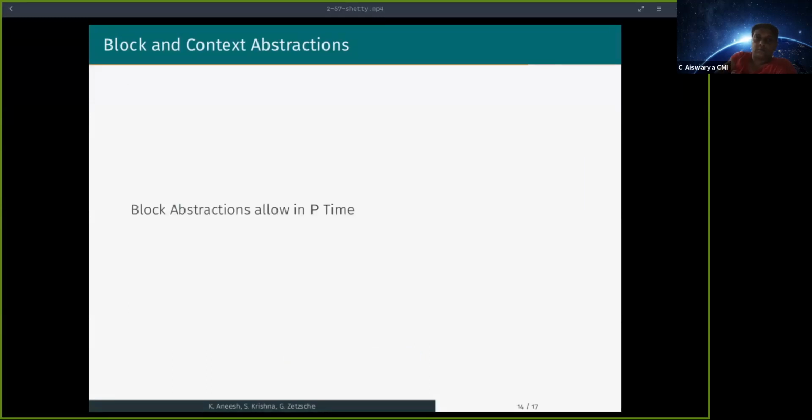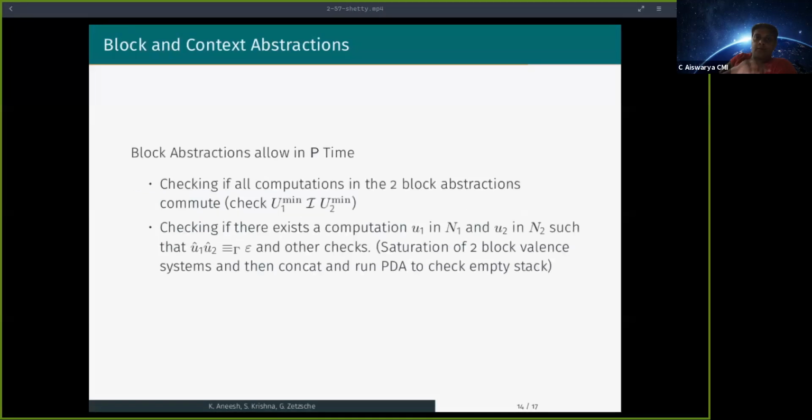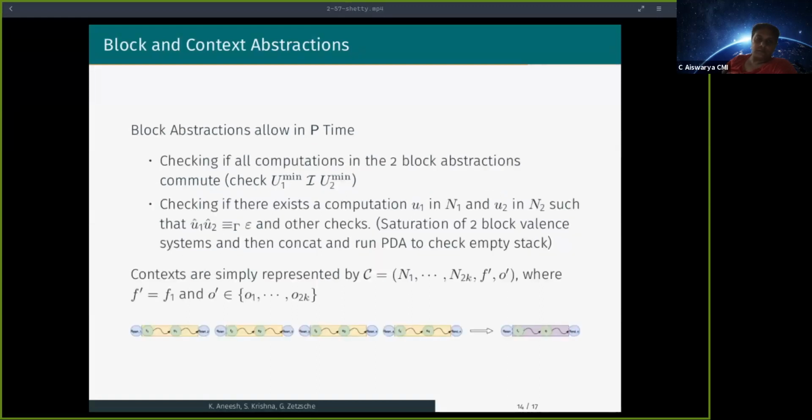This construction ensures that the following two operations occur in P time. First, checking if all computations in two block abstractions commute, by checking the independence of the minimal neighbor antichain. Second, checking if there is a computation U1 in block 1 and U2 in block 2 such that U1 U2 reduces to empty. This is done by first saturating the two block valence automata, then concatenating them and running a PDA to check for an empty stack. Context abstraction is simply a collection of block abstractions. The first symbol of the context is the first symbol of its first block, and an appearing symbol can be selected from any of the appearing symbols in the block.